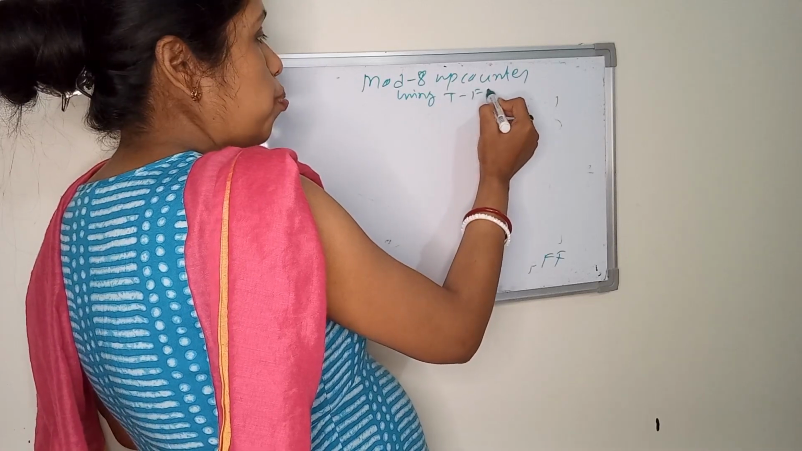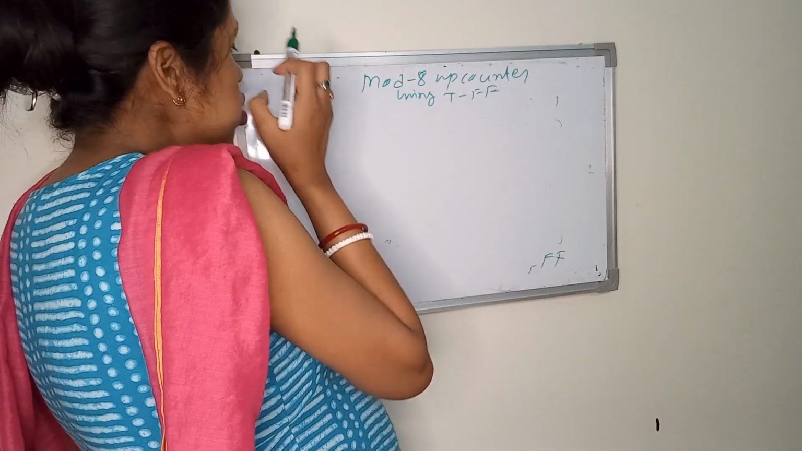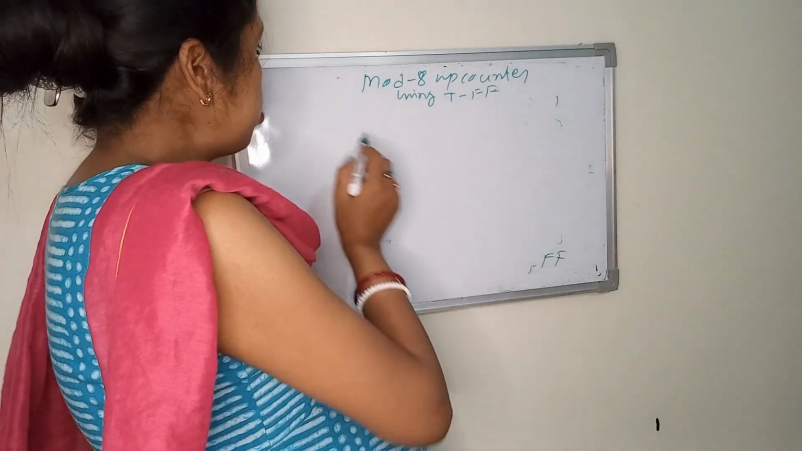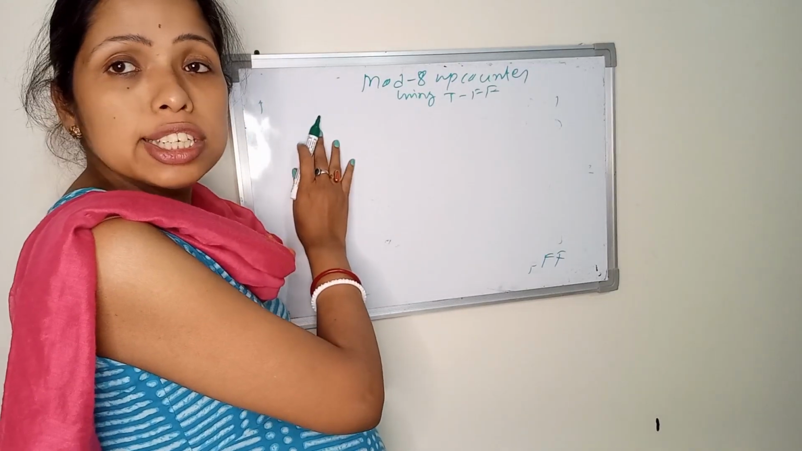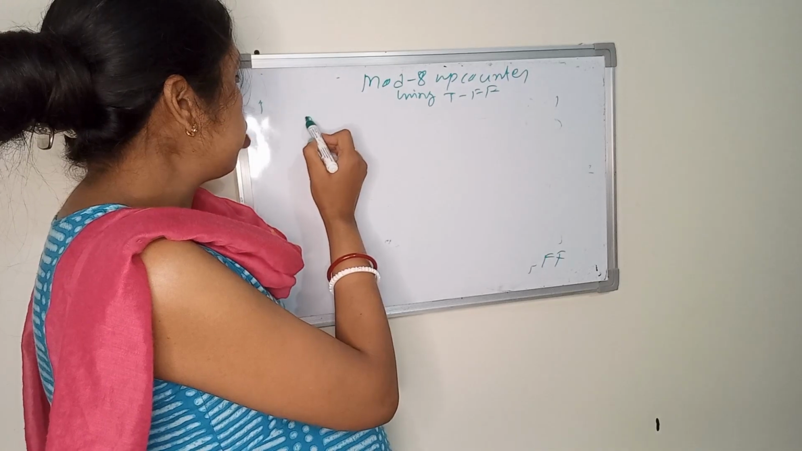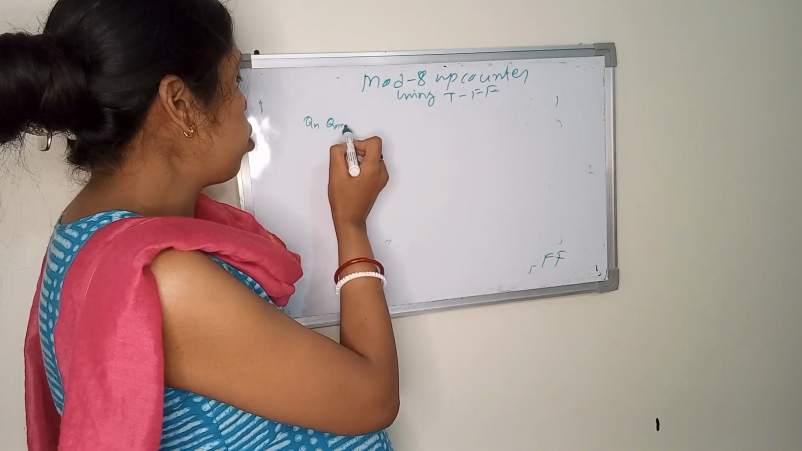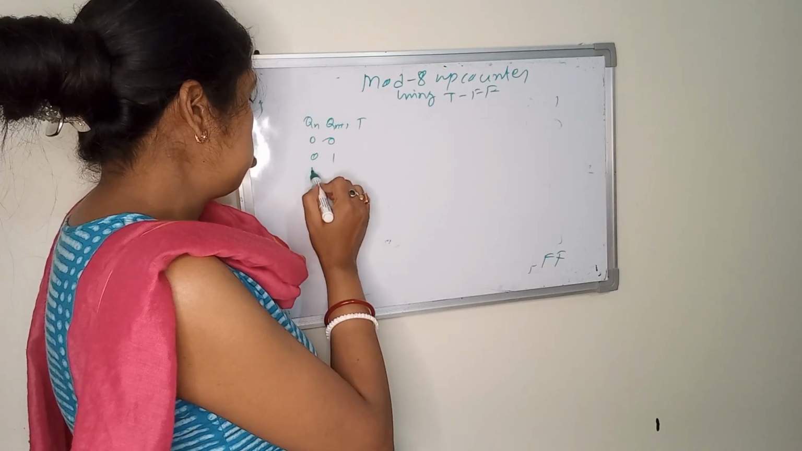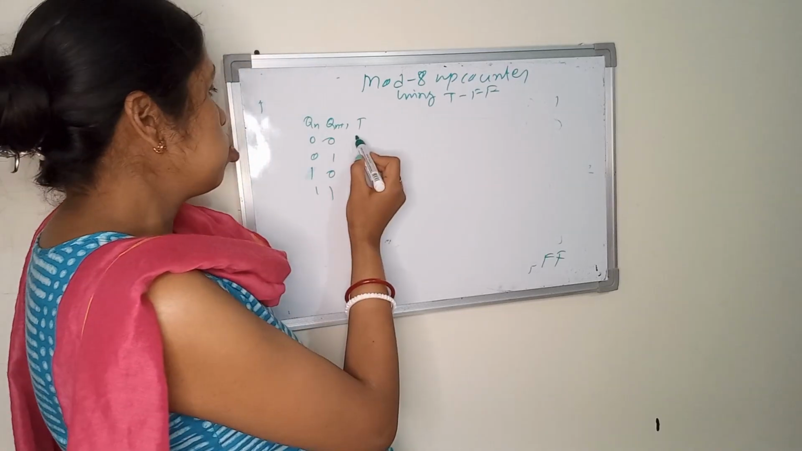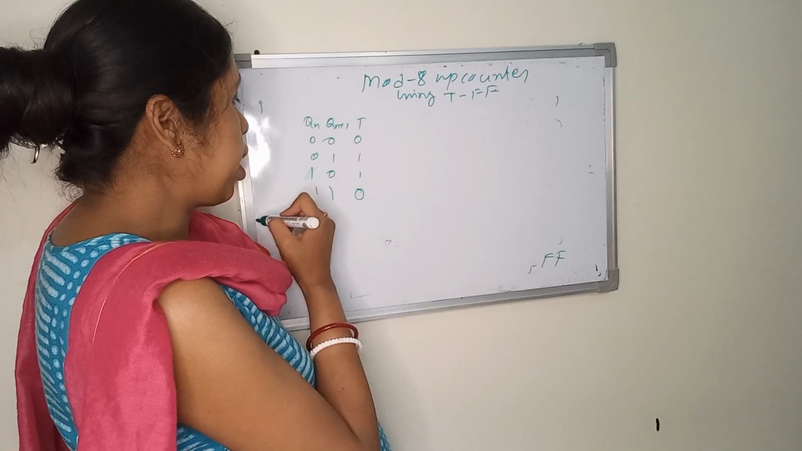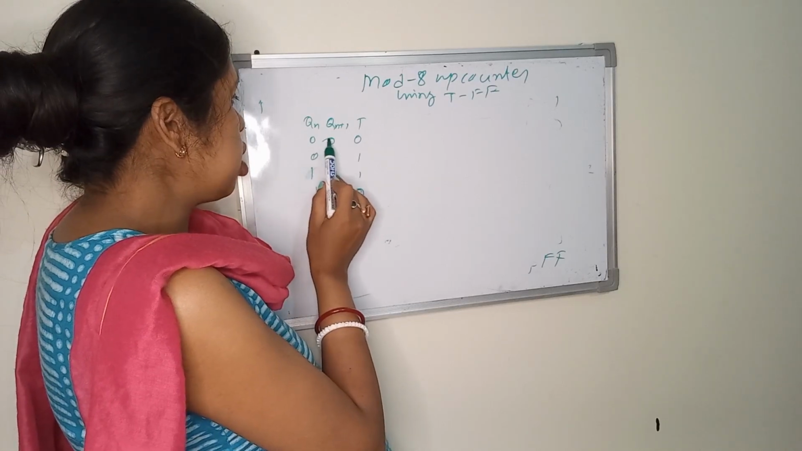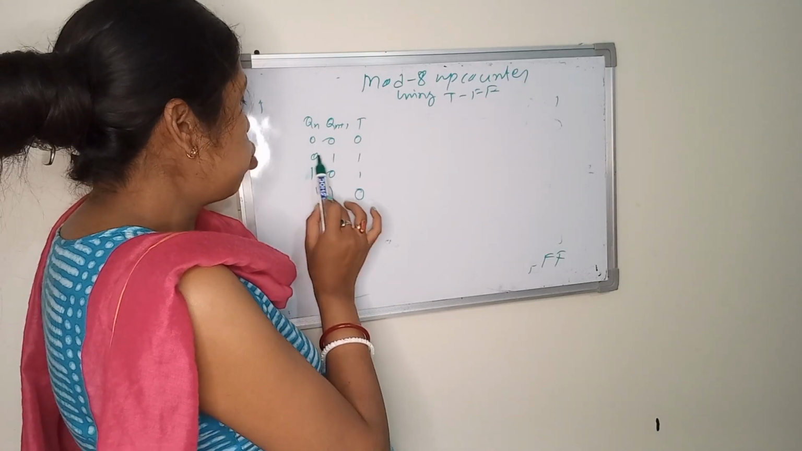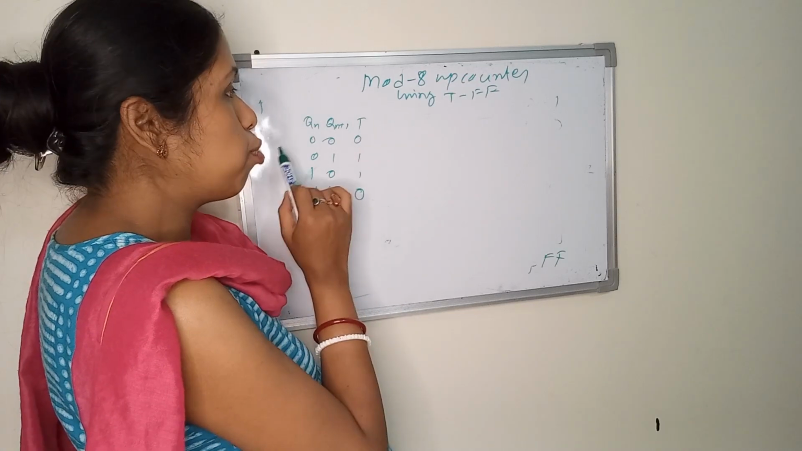So the mod 8 up counter using T flip-flop. Mod 8 means 0 to 7 states. First I am writing the excitation table of the T flip-flop, with Qn plus 1 and T. If you try to remember the excitation table, it is like this: the present state and next state are the same when T is 0, and they are opposite when T is 1. This is the excitation table for the T flip-flop.